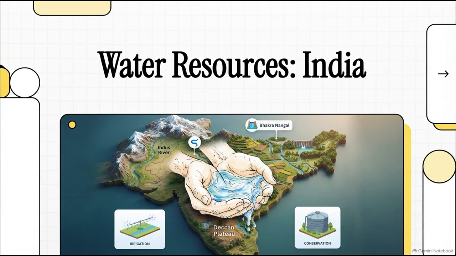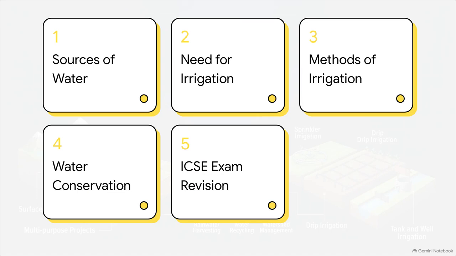Let's get into it. Here is our roadmap for today. 1. Sources of water. 2. Why India needs irrigation. 3. Major methods of irrigation. 4. Water conservation. And 5. ICSE exam revision.